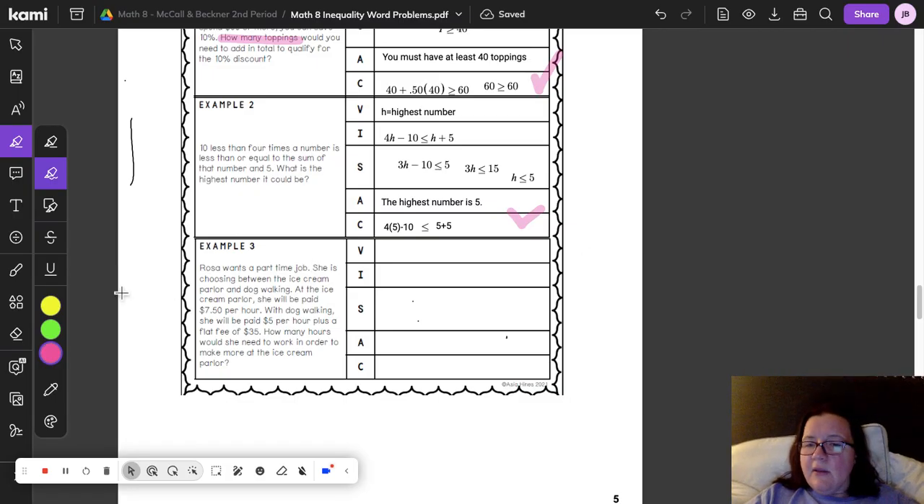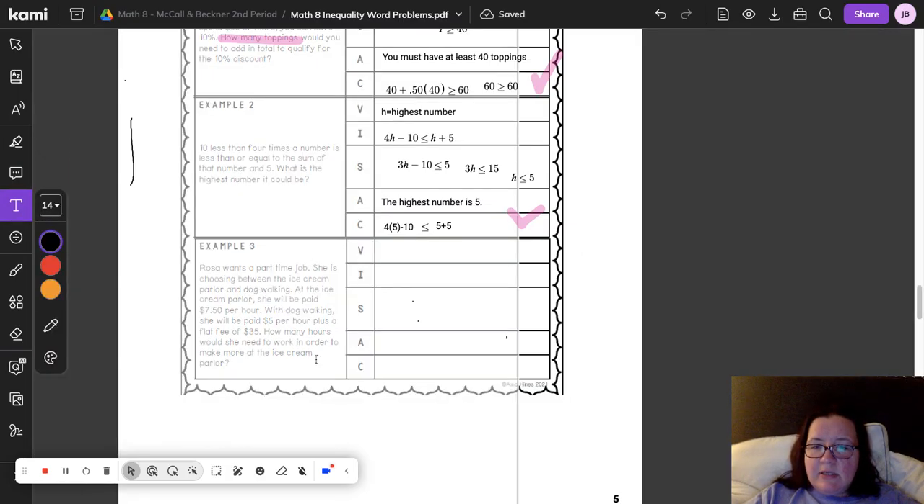Here we go. It says Rosa wants a part-time job. She is choosing between the ice cream parlor and dog walking. At the ice cream parlor, she will be paid $7.50 per hour. With dog walking, she will be paid $5 per hour plus a flat fee of $35. How many hours would she need to work in order to make more at the ice cream parlor?